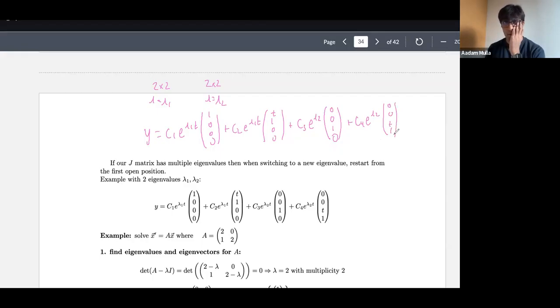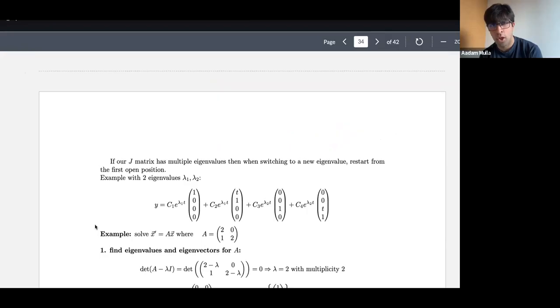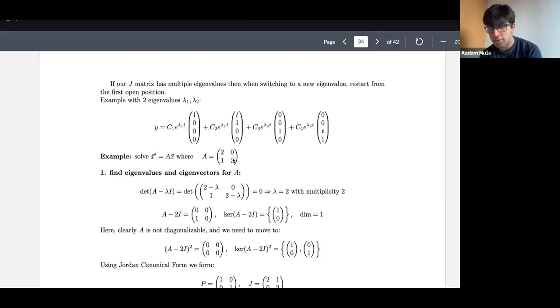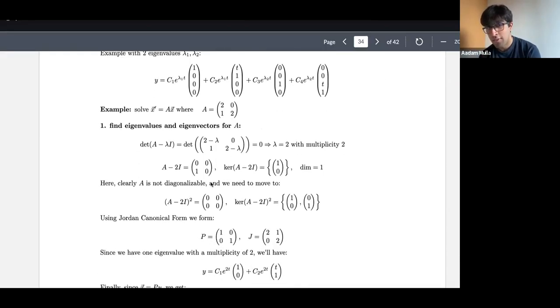Any questions about solving for y, that process of sliding things down and whatnot? If not, we could go to an example, which is right here. Solve x prime equals Ax where A equals this. The first thing you have to be able to do is find the Jordan canonical form. So this is also a good review of that, but hopefully we find that this is our P matrix and this is our J matrix. So we find P and J.